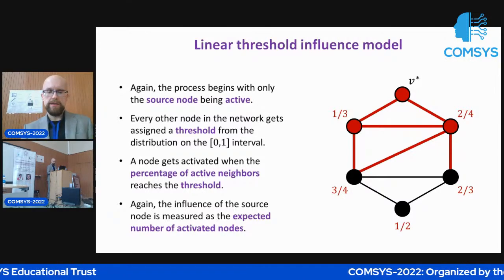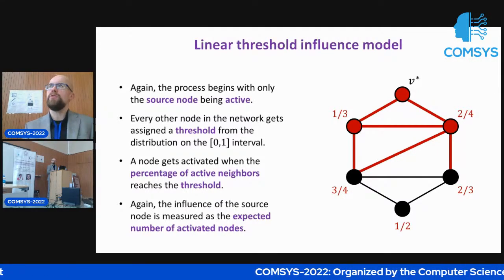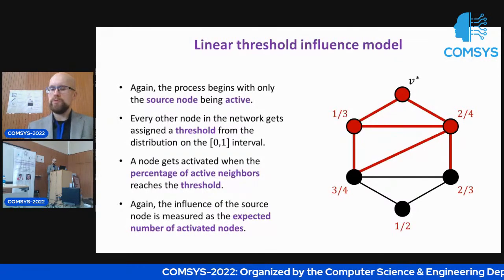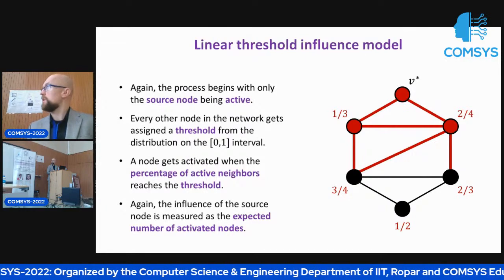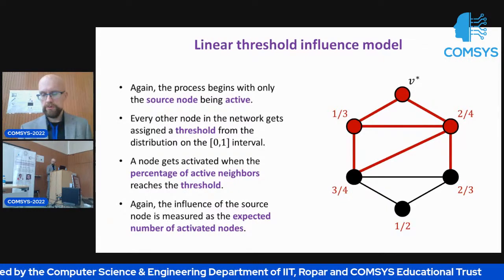And again, the influence of the source node is the expected number of activated nodes. However, this time we do not do a coin flip for each edge. We randomly select thresholds for each node.